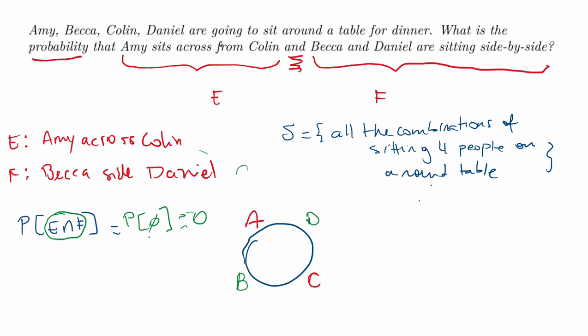Okay, so we will now start to calculate the probabilities. And to calculate the probabilities, we will have to know the number of things inside S, inside the sample space. Okay? Questions? Cool. All right.